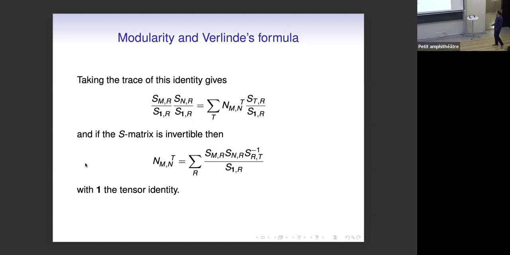And now the Verlinde formula is the statement that for a rational vertex algebra, you know what the closed Hopf links are. And so via this formula, you know what the fusion coefficients are. Now, what you should remember is that the fusion coefficients are an expression of type sum S times S times S inverse over S.